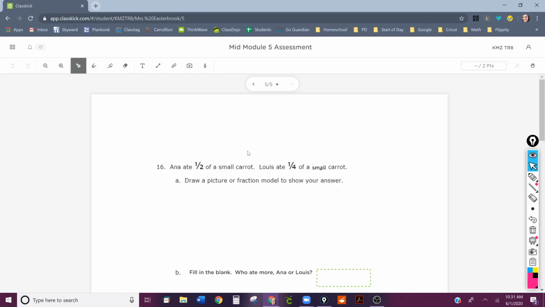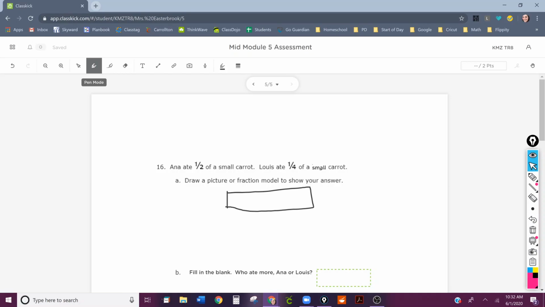Number 16, Anna ate 1/2 of a small carrot. Louis ate 1/4 of a small carrot. A, draw a picture or fraction model to show your answer. So you had two options there. You could either just draw a fraction strip how you normally would, or you could draw a picture of an actual carrot. I'm just going to go ahead and draw fraction strips like we're used to.